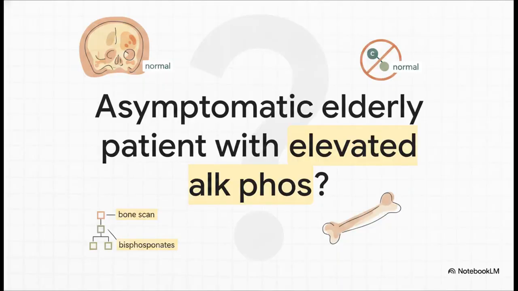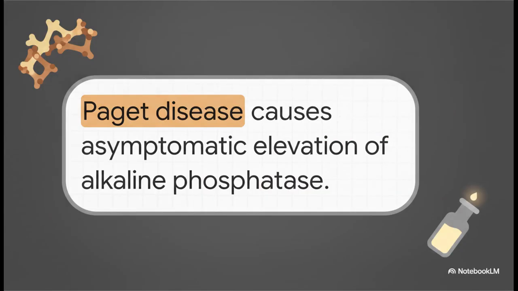Let's pause for a quick active recall here to test those diagnostic reflexes. Say you have an asymptomatic elderly patient who presents with an isolated elevated alkaline phosphatase, but their serum calcium and phosphorus are totally normal. What's the diagnosis? The answer is Paget disease of bone, literally until proven otherwise. This is the single most common cause of an asymptomatic elevation of alkaline phosphatase in an older patient.